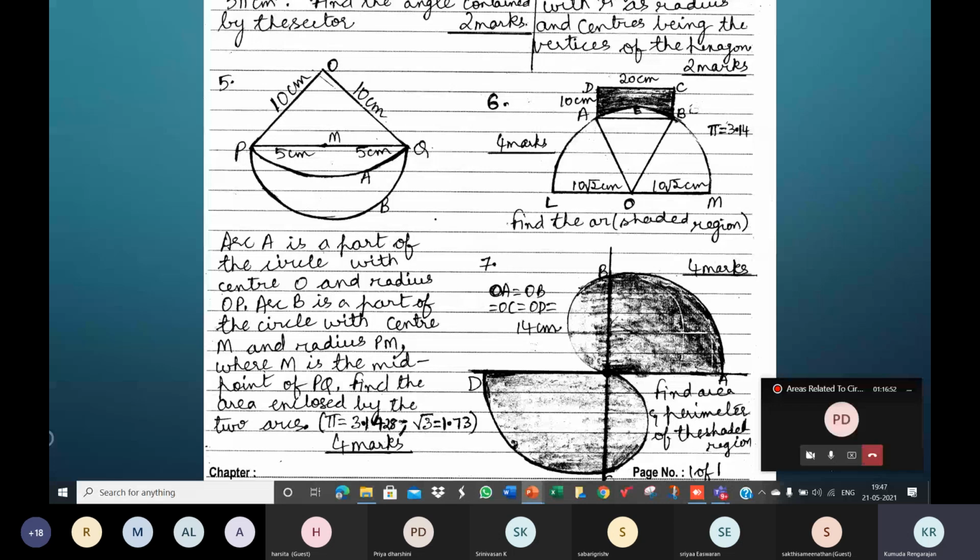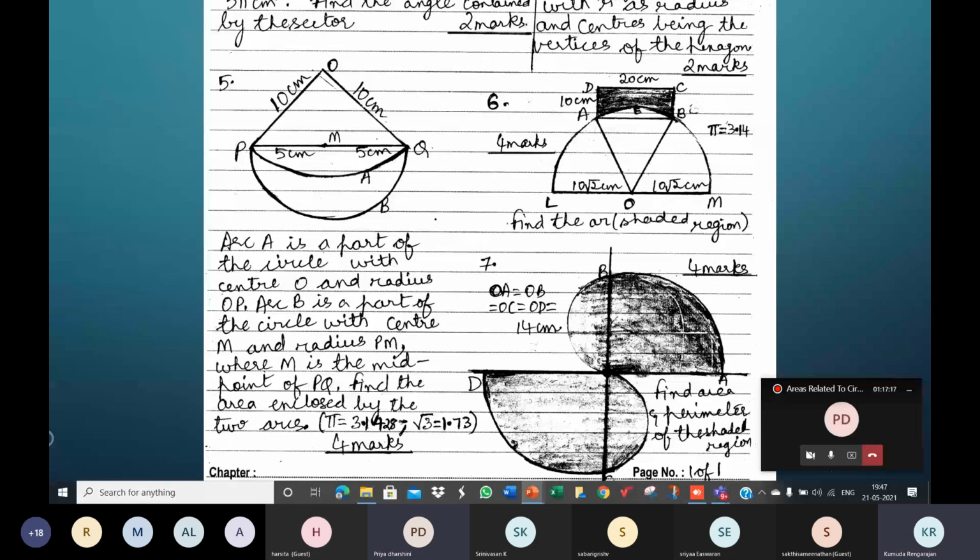Have we found the area of the sector? Sector with radius OP? Yes, ma'am. What's the answer? 52.38, ma'am. Very good. Area of the sector is 52.38 centimeters square. Very good. What about the area of the triangle?